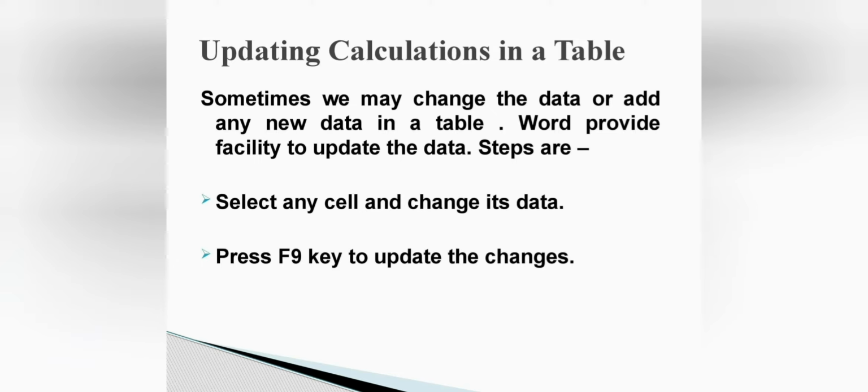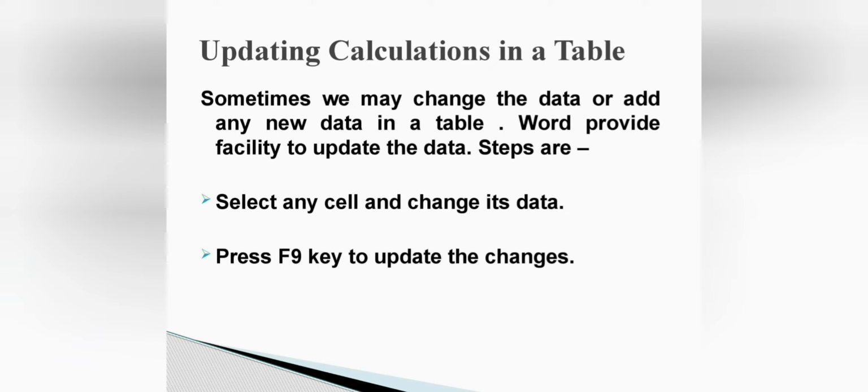Suppose you did the calculation of your marks for all subjects, and sometimes some of your subject marks get changed. If you change the marks, the total will not change by itself. How will the total get changed? We have to update the total. So we should follow some steps by which we can update the calculation, for which we have to select any cell and change its data.